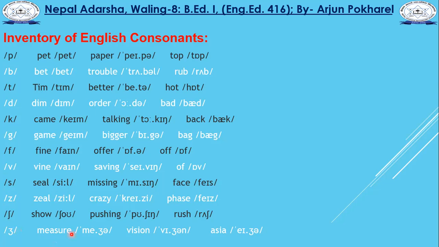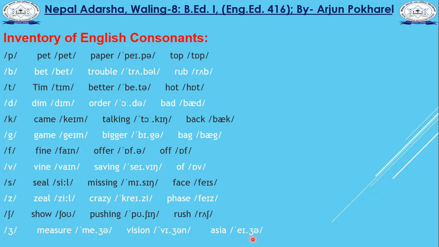M-E-A-S-U-R-E, measure, major, region, R-E-G-I-O-N, region. And Asia, A-S-I-A. We frequently say Asia, but it is not Asia. The actual pronunciation of A-S-I-A is what? Asia. Asia means Asia in Nepali. But they produce it as Asia. This ja is here.